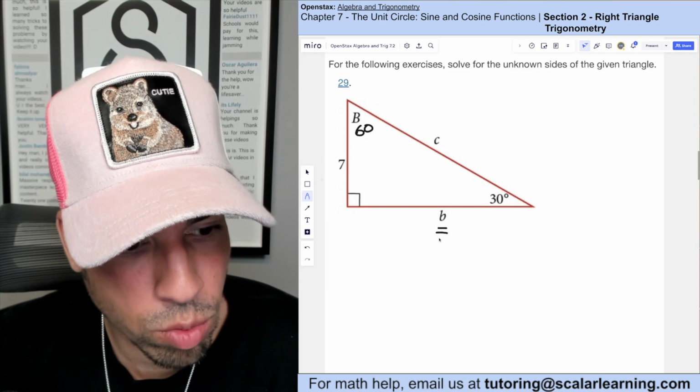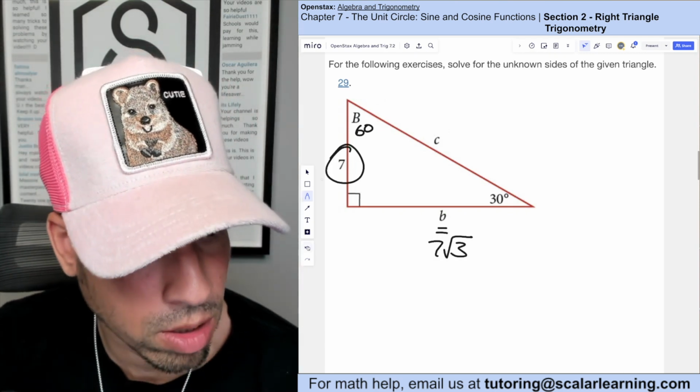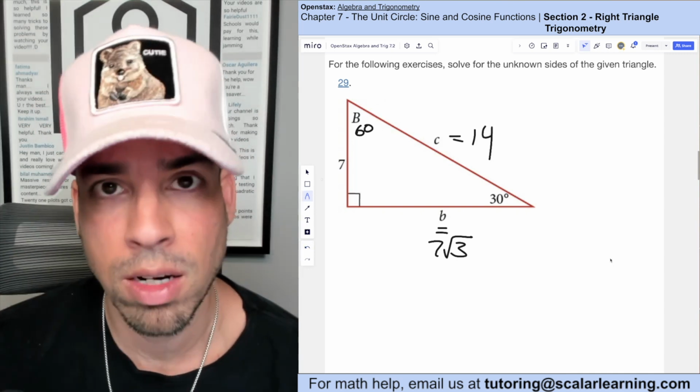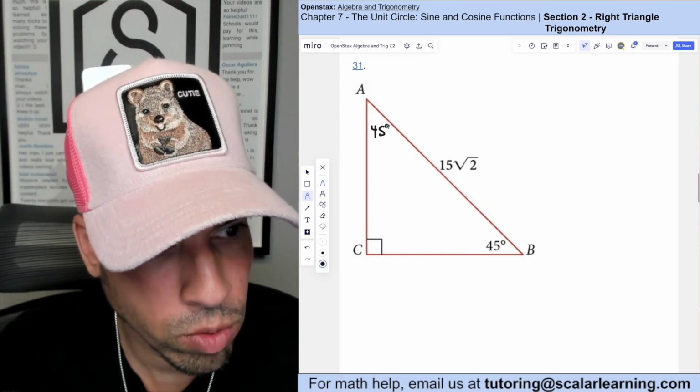So B is equal to 7 rad 3. And then C, the hypotenuse, is double the little leg. So 2 times 7 is 14. So those are the two sides. Boom, done.